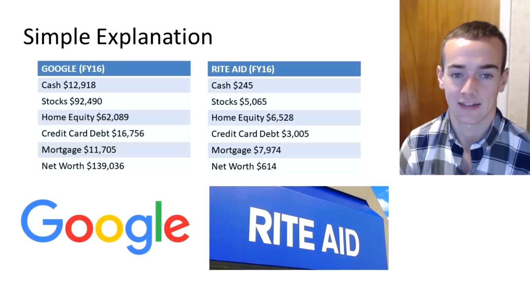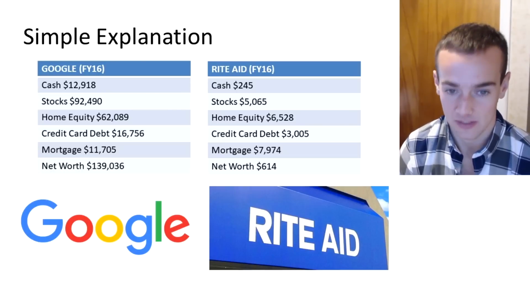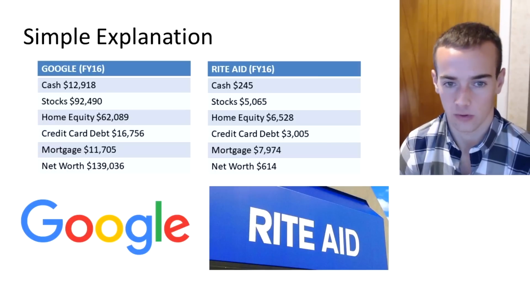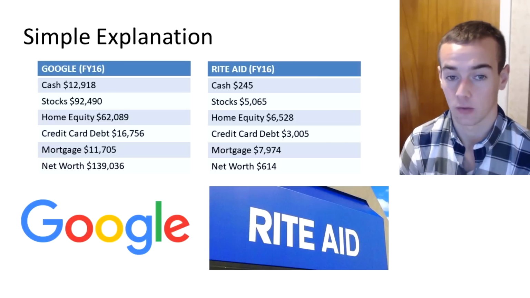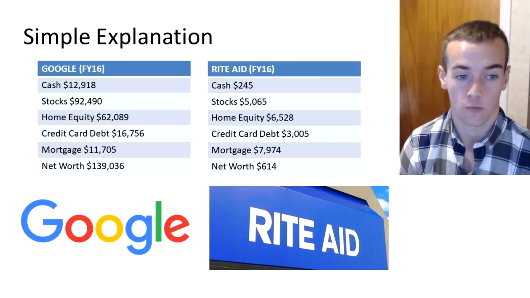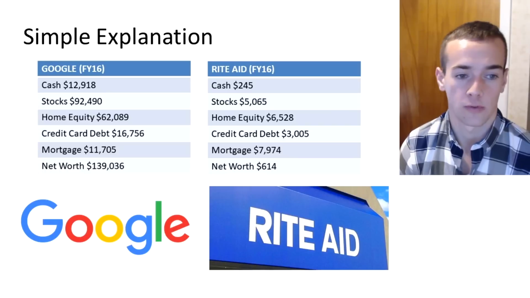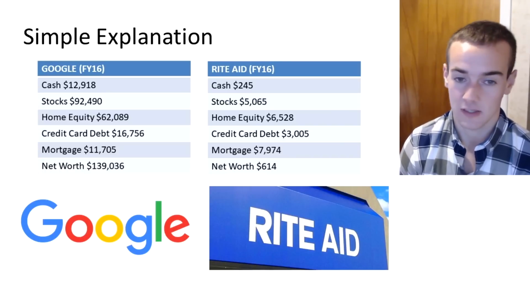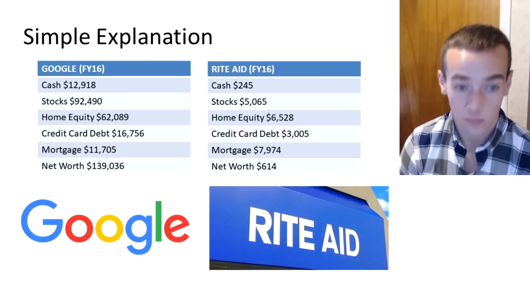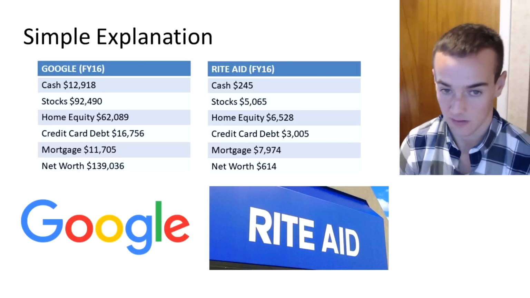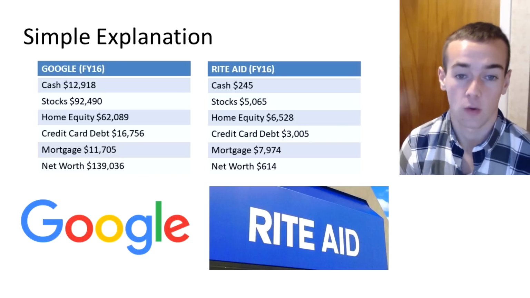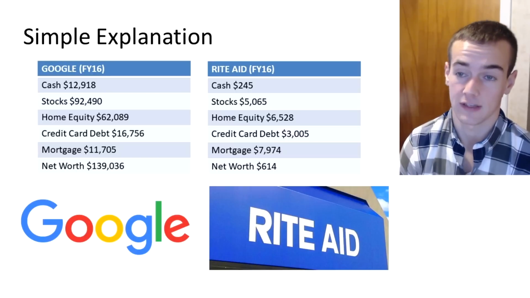Look at the fact that Rite Aid has $245 in cash, and that's over a third of their net worth. That is not good when they have such a small amount of cash. Versus Google, where their net worth is more than 10 times what they're holding in cash. So this is a good way to see what a good balance sheet looks like and then a lousy balance sheet. And Rite Aid has a very lousy balance sheet because they don't have a lot of current assets and they just have way too much debt. They are drowning in debt.